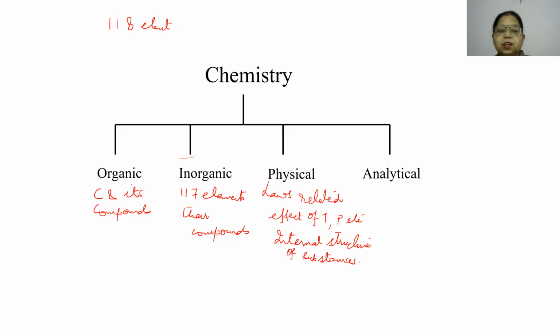Now, organic chemistry is the chemistry of carbon and its compounds, except, please remember, this type of question can be asked, except for carbonates. Carbonates will have the anion CO3 2-. Carbonate. Then we have bicarbonates.